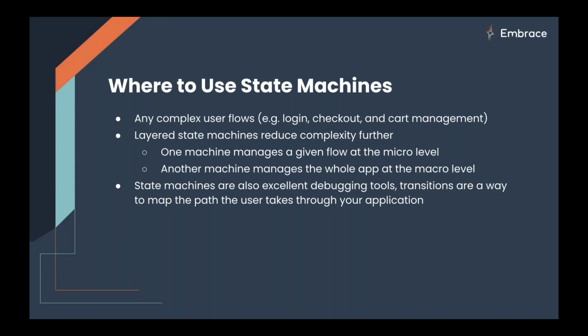State machines are also an excellent debugging tool. If you add logging to the transitions in and out of any given state, well, now you have a map of the path the user took through your app. You know exactly how they went from state A to B to C. Your QA team can use that to reproduce their issue and help you fix it faster.